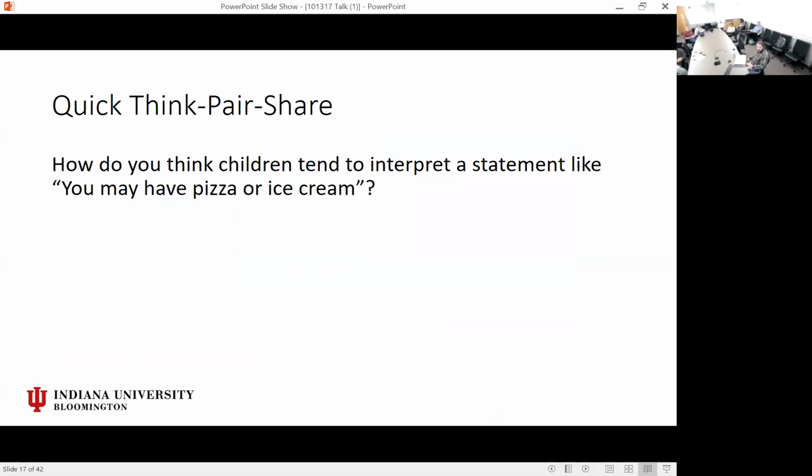So a quick think, pair, share. How do you think children tend to interpret a statement like, you may have pizza or ice cream? So that's where you think and then talk to your neighbor and then share out. The context does have something to do with it. They have a choice. They can have one or the other. Or they'll just ask the question, can I have both?